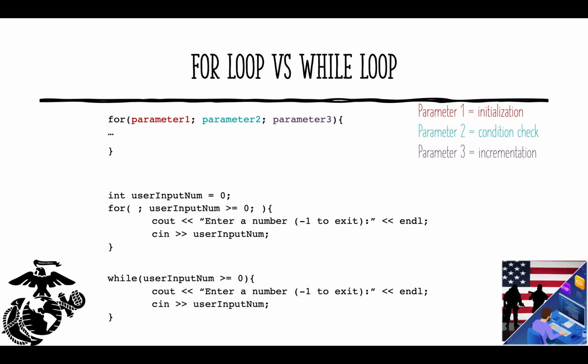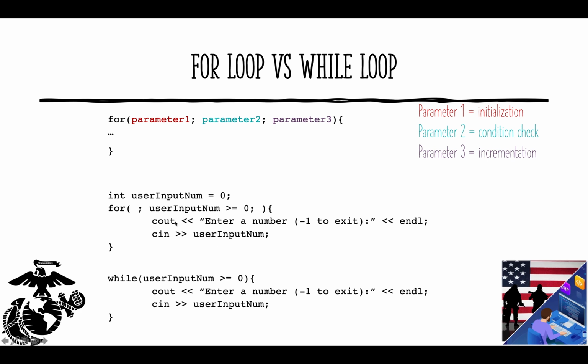As we know, the for loop has 3 parameters. Parameter 1, followed by a semicolon, parameter 2, followed by a semicolon, and then parameter 3. In this instance, I do not have a parameter 1, and I do not have a parameter 3. All I'm doing is making my second parameter the condition check, which would then make it the same exact loop as this while loop here. So it's saying, enter a number, -1 to exit. And as long as they enter a positive number, or 0, it will continue in this loop.